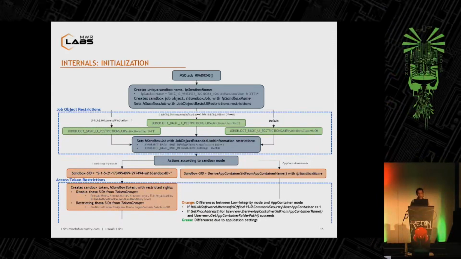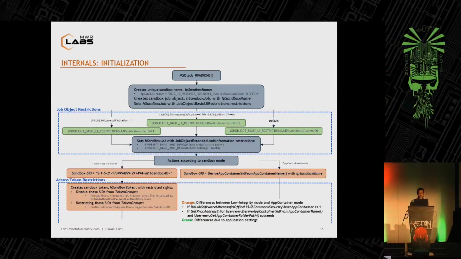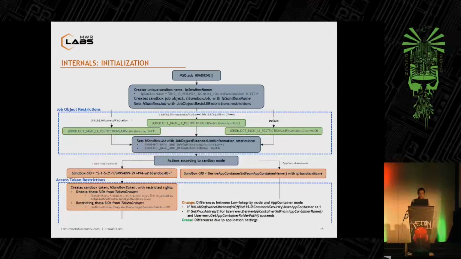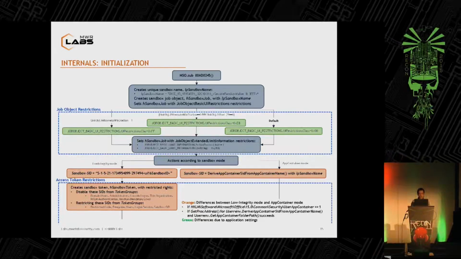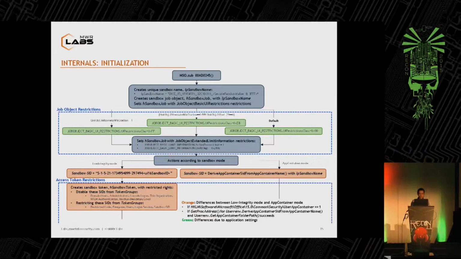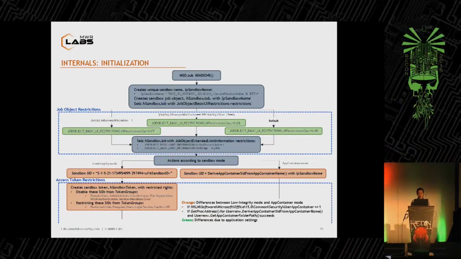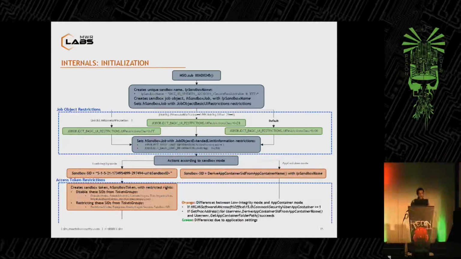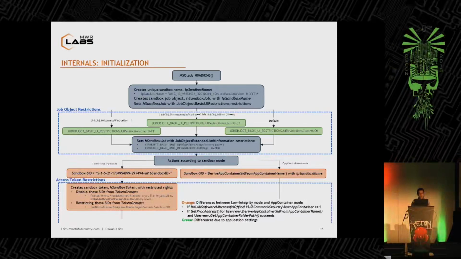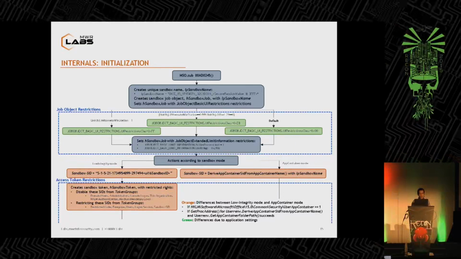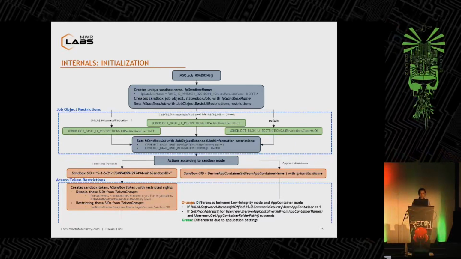The orange boxes represent the differences in startup between these two modes. The green boxes represent the differences due to application settings. For a start, we see that each sandbox name is randomized by only the last 10 bits. Then it sets the restrictions for this job object. But it does not do this all the time, and by default, there are no UI restrictions at all.